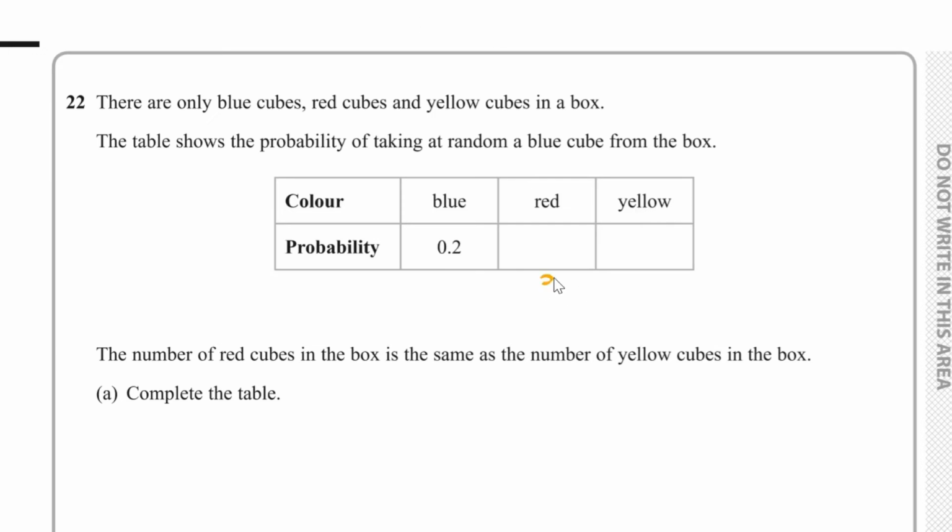So therefore here we're going to get a probability of x. Here we are also going to get a probability of x. And we know that the probability adds up to 1, so the sum of probabilities is equal to 1. So we have 0.2, that's the probability of a blue, plus the probability of a red, that's x, plus the probability of a yellow, that's equal to x. This is equal to 1. So we have 2x plus 0.2, that's equal to 1.